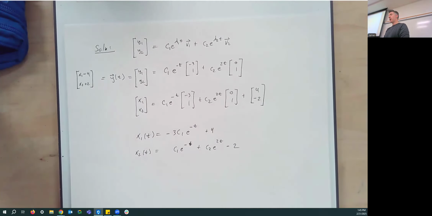Yeah. I mean, if there were initial conditions, we could solve for them and find c1 and c2. Questions about any of this?